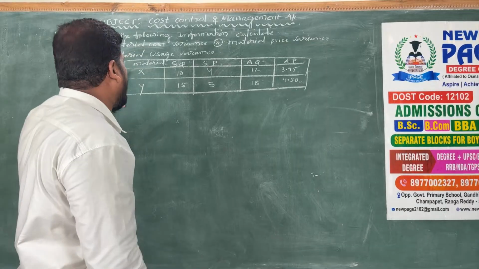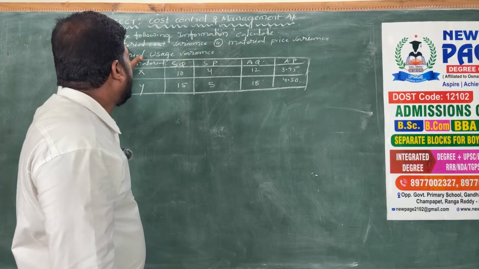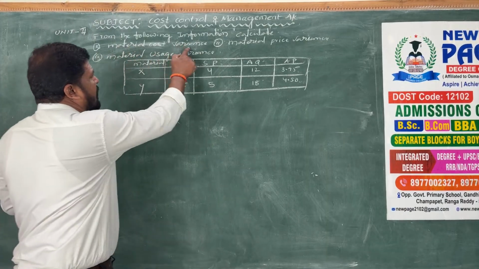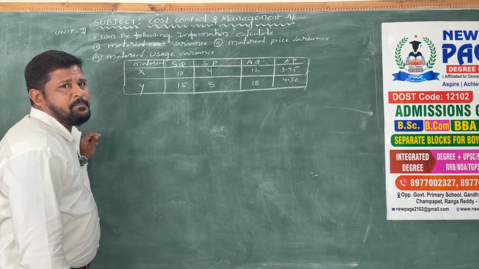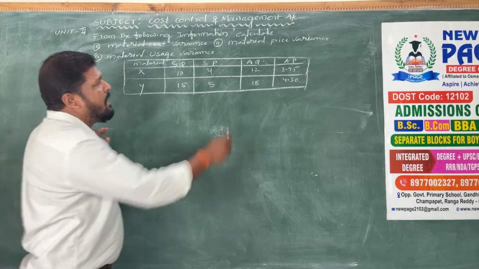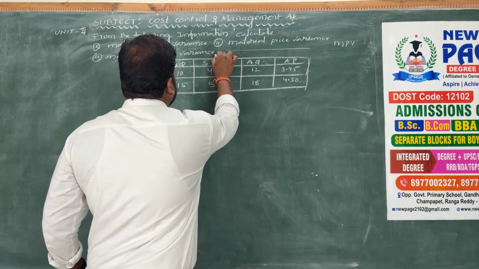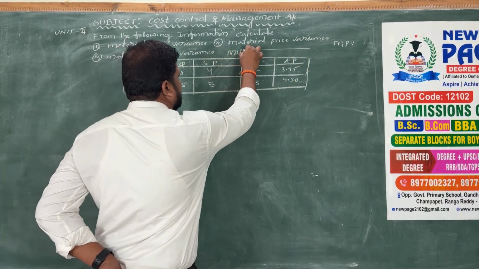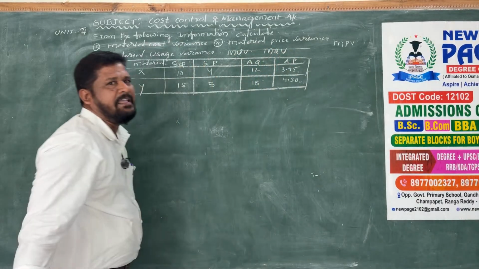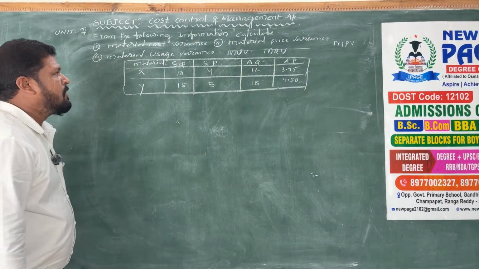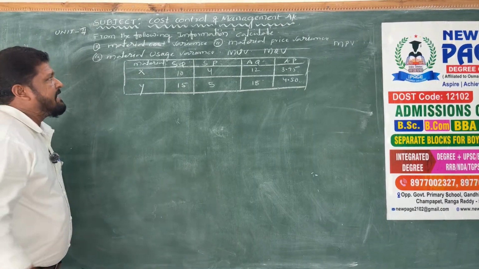So here we take one problem. From the following information, calculate material cost variance, MCV. Material price variance means MPV. Material usage variance is MUV, also known as MQV, material quantity variance. So one by one, find out the different variances.